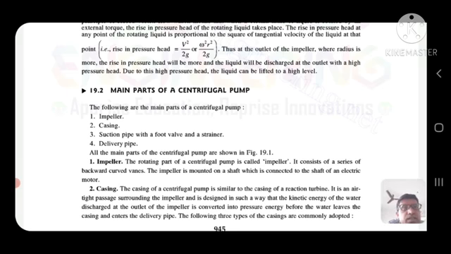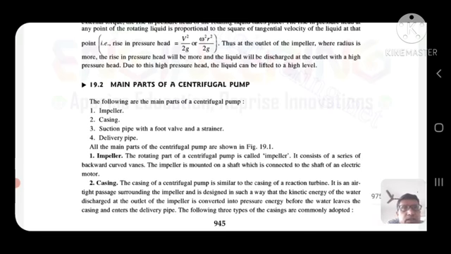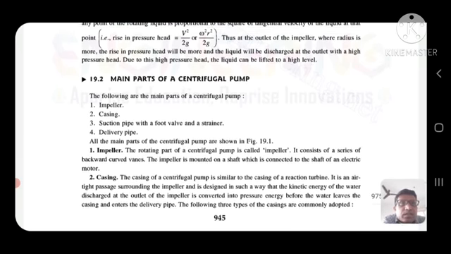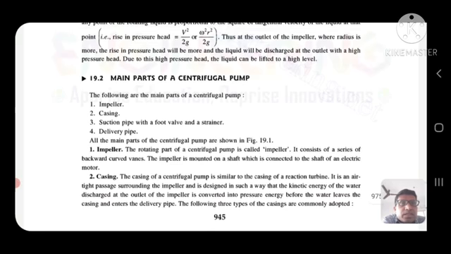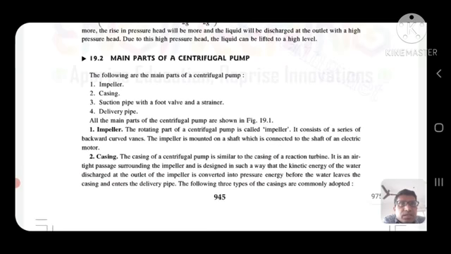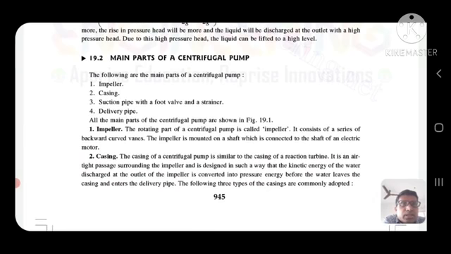The rise in pressure head at any point of the rotating liquid is proportional to the square of the tangential velocity at the point. Thus, at the outlet of the impeller where the radius is more, the rise of pressure head will be more and the liquid will be discharged at the outlet with a high pressure head.